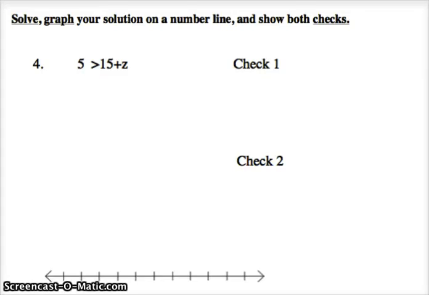Question number 4 asks us to graph our solution on a number line and then show both of our checks for 5 is greater than 15 plus z. First thing we'll do is go ahead and solve it.